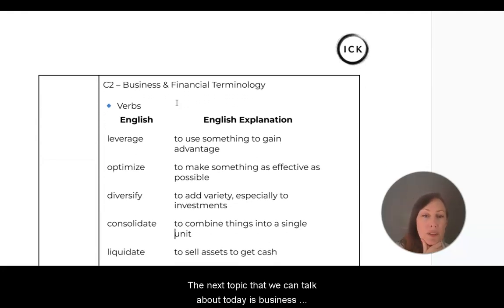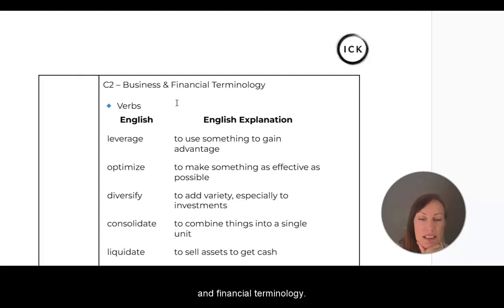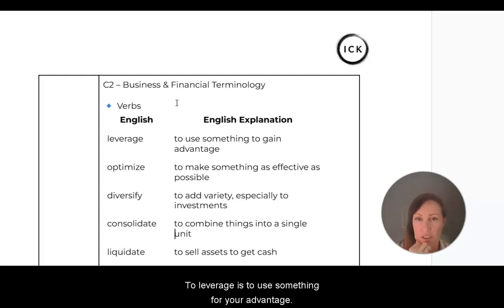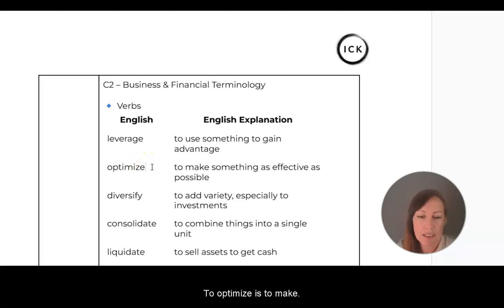The next topic that we can talk about today is business and financial terminology. So we're going to review some vocabulary that is useful in relation to this topic. To leverage is to use something for your advantage. So she leveraged her property ownership to get another mortgage. To optimize is to make something as effective as possible. For example, we need to optimize our resources to reduce our costs.